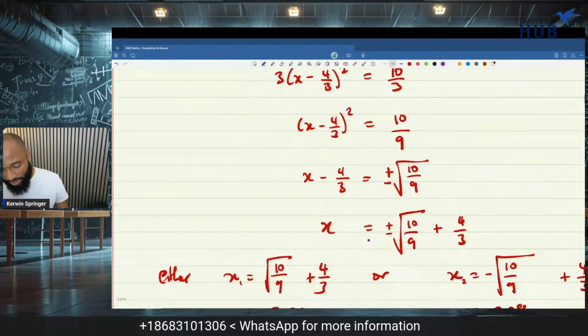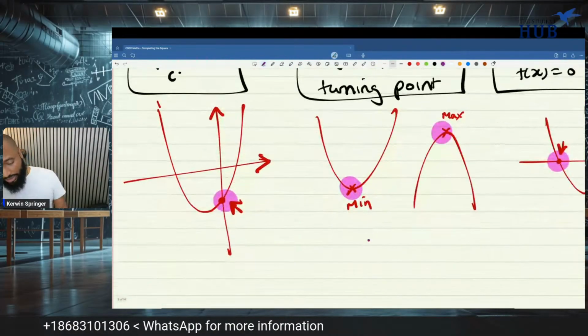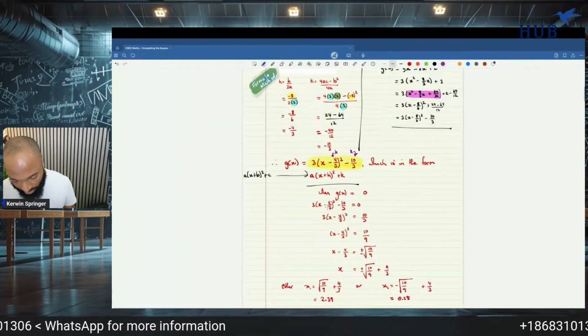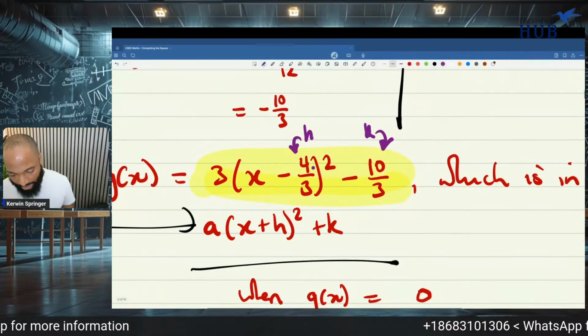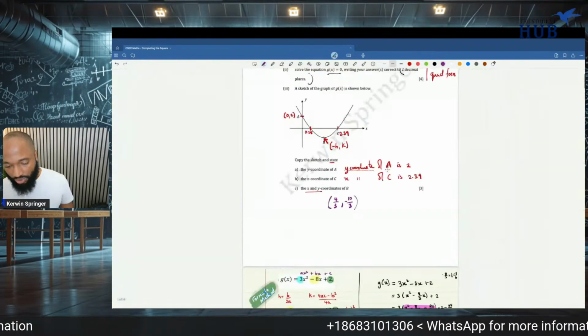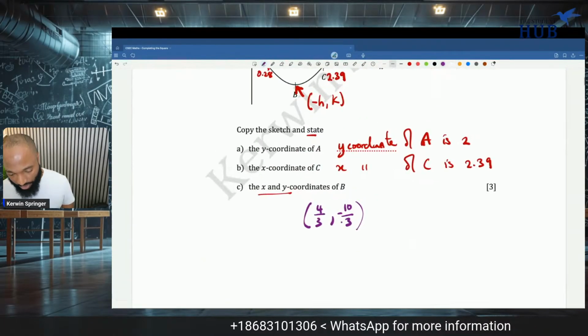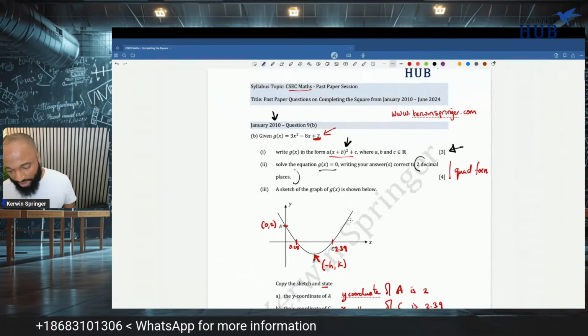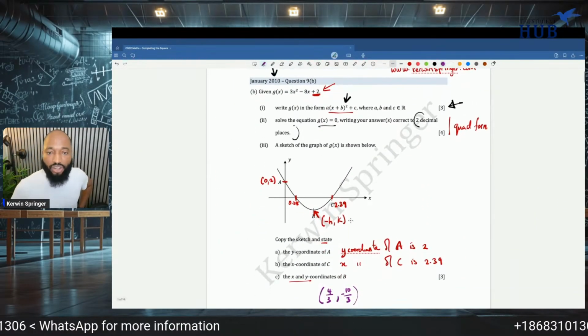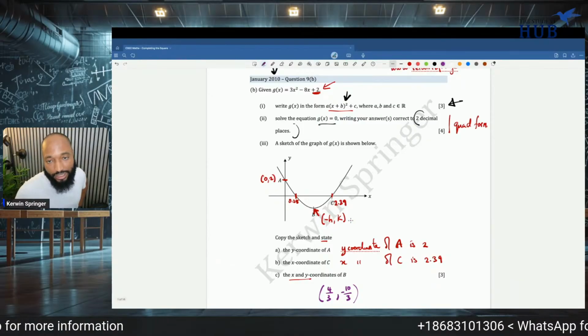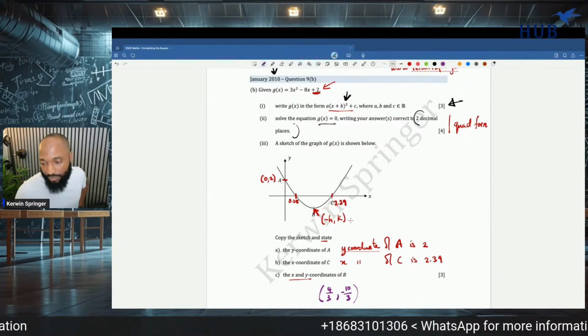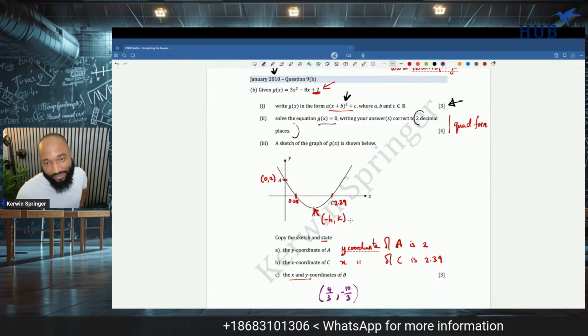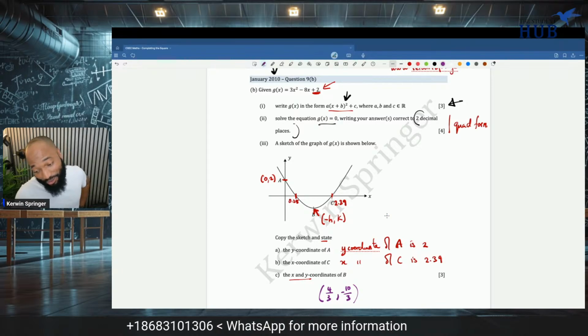So those are the values that we're looking at. Yes, h and k, negative 4 over 3, negative 10 over 3. So one would be positive 4 over 3 and negative 10 over 3. And that's the entire completing the square in the exam from January 2010, given almost 16 years ago. They would have done this. That is 5 years actually after I wrote CSEC.